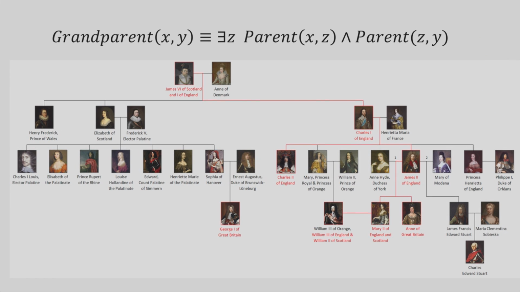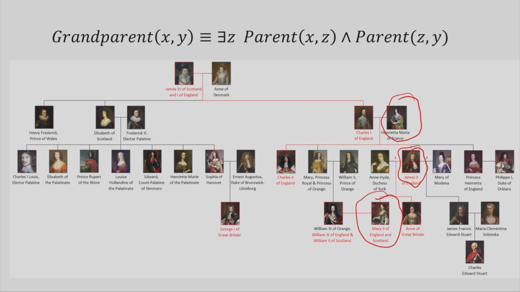So let's look back at our kings and queens. So who is the grandparent of whom here? So for example, here Henrietta Maria of France is the grandparent of Mary II. And the reason she is a grandparent, actually is she? Yeah, I think so, is because she is the mother of James II, who will be the witness for that variable Z in our formula.